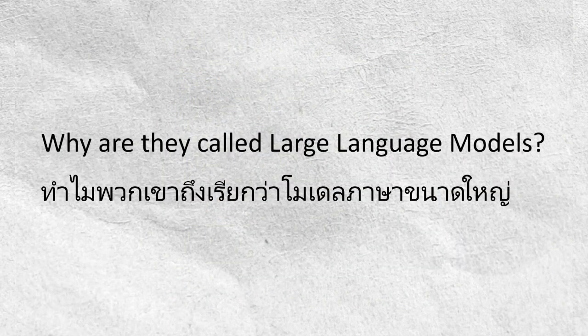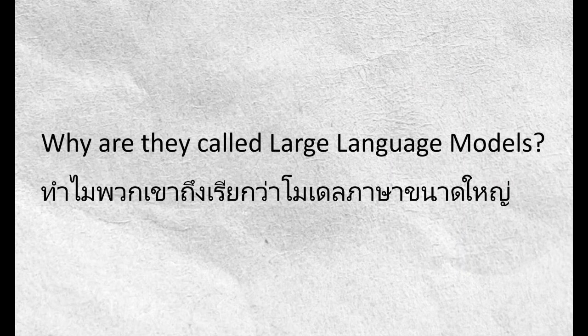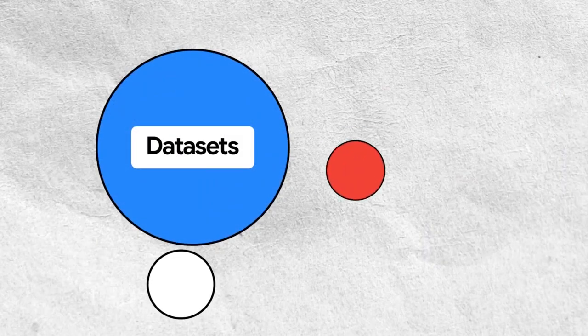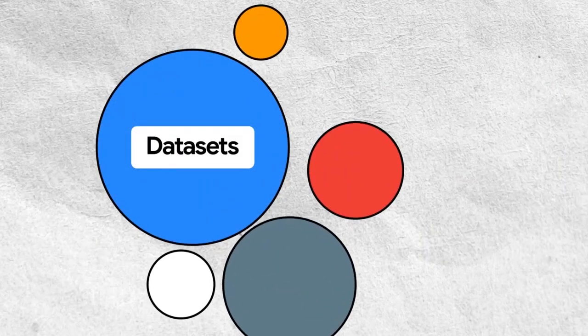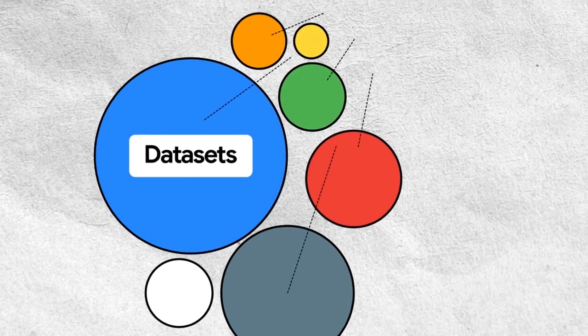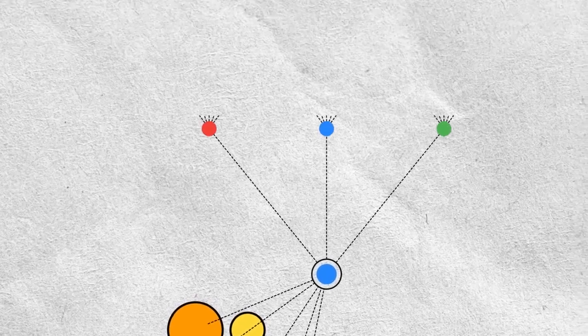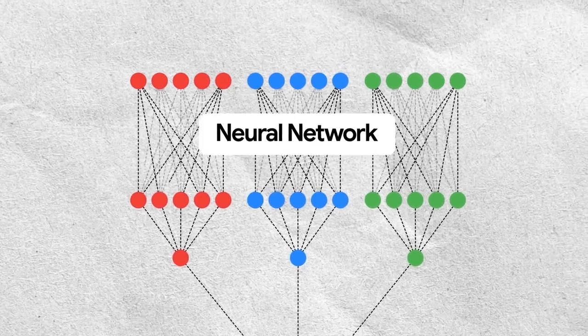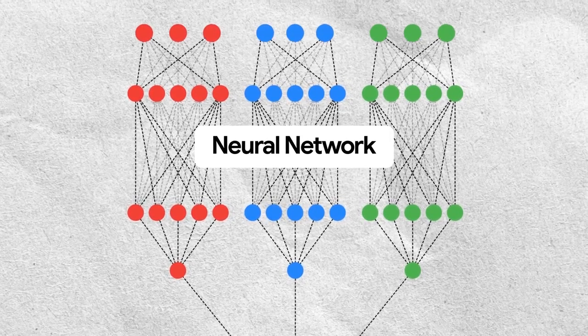LLMs are machine learning models that are really good at understanding and generating human language. That's where the name large language models comes from: both the size and complexity of the neural network itself, as well as the size of the data set that it was trained on. For some of these models, we're talking about trillions of tokens from a bunch of publicly available sources.